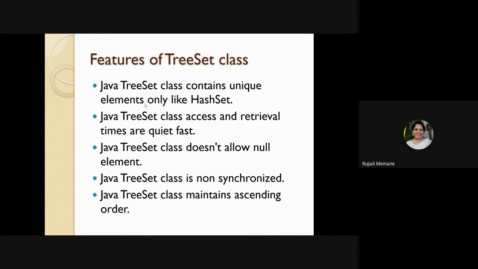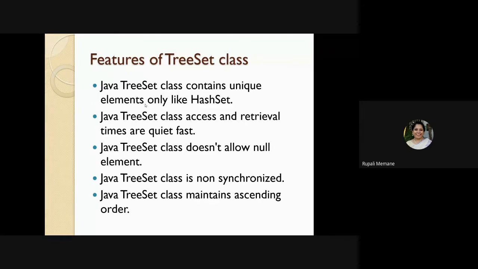Now in Java, the tree set class contains unique elements, which is similar to your hash set. So a unique element will be assigned to a tree set and you cannot have a duplicate value. But here the elements are stored and sorted in ascending order. In hash set, it is stored, but not in ascending order. It is stored by the hash code.